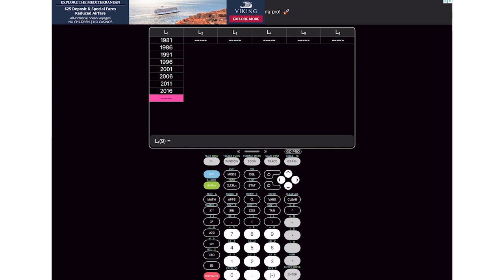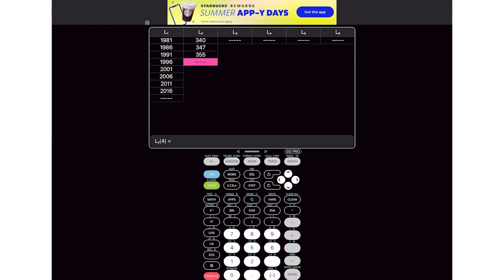And then hit the right arrow to go to L2, and L2 is going to be my carbon dioxide levels, in parts per million, so that would be 340, 347, 355, 362, 370, 381, 390, and 403.